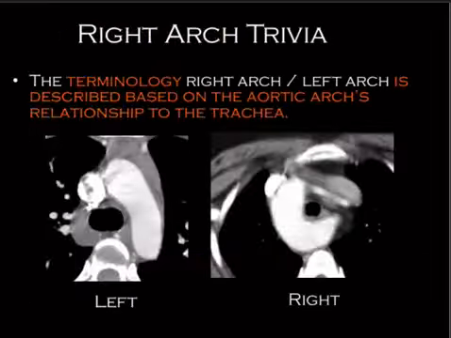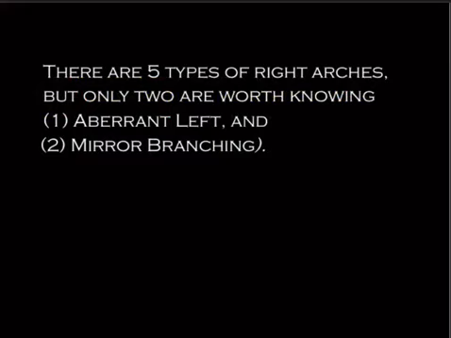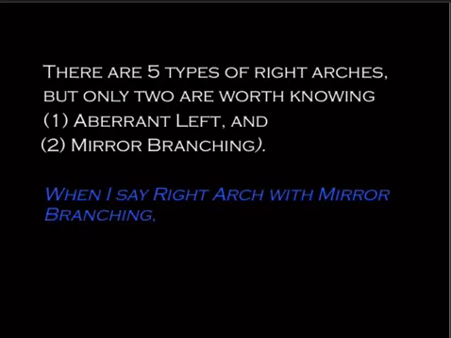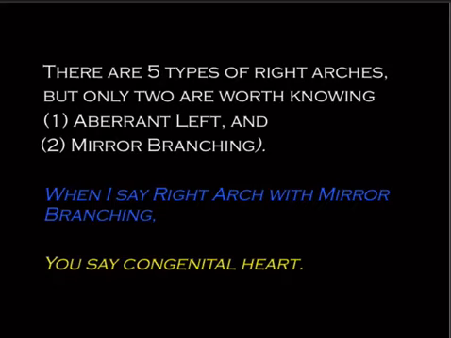So what is a right arch? The terminology right arch or left arch is describing the relationship of the arch with the trachea. So is it on the left side or is it on the right side of the trachea? That's what that means. And there are a whole bunch of different types of right arches, but there's only two that are worth knowing. The right arch with the aberrant left, or the so-called mirror image branching. The number one take-home thing to remember is that right arches with mirror image branching are highly associated with congenital heart disease, especially cyanotic heart disease.